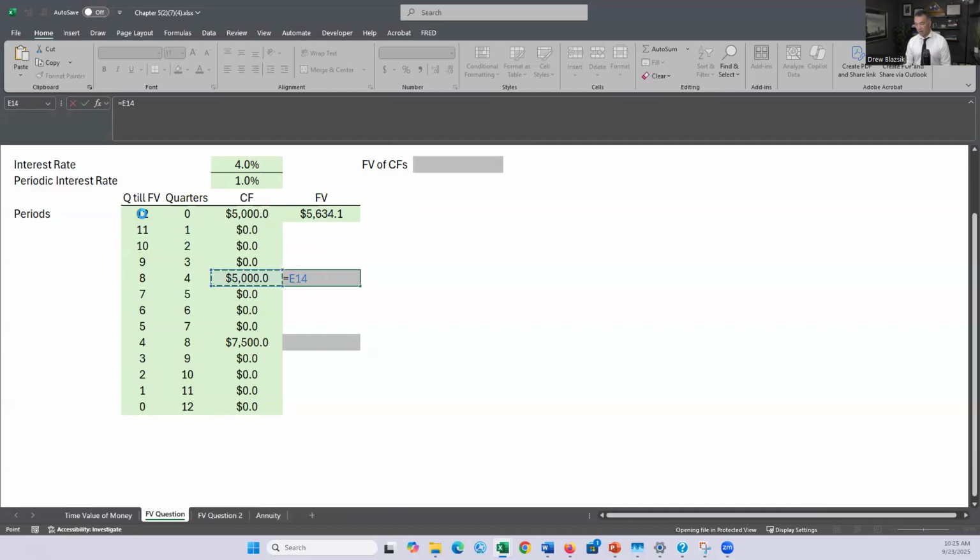Well, this is going to compound for 8 quarters. So I'm going to go that amount multiplied times 1 plus the interest rate to the 8 quarters. And then lastly, we'll do this one.